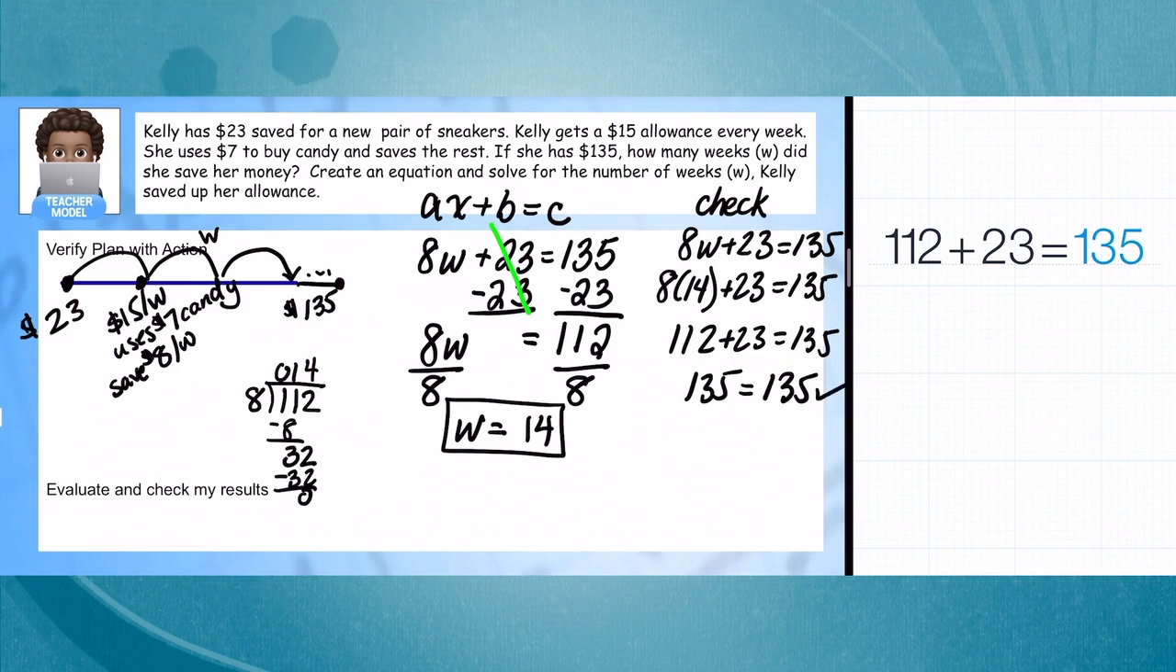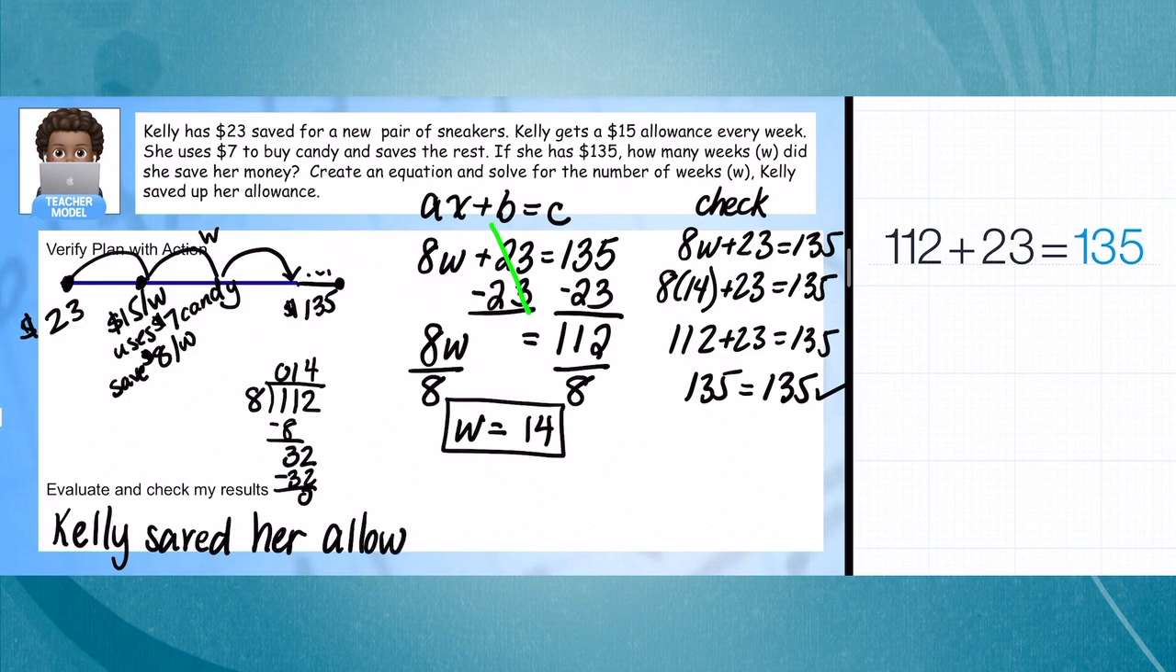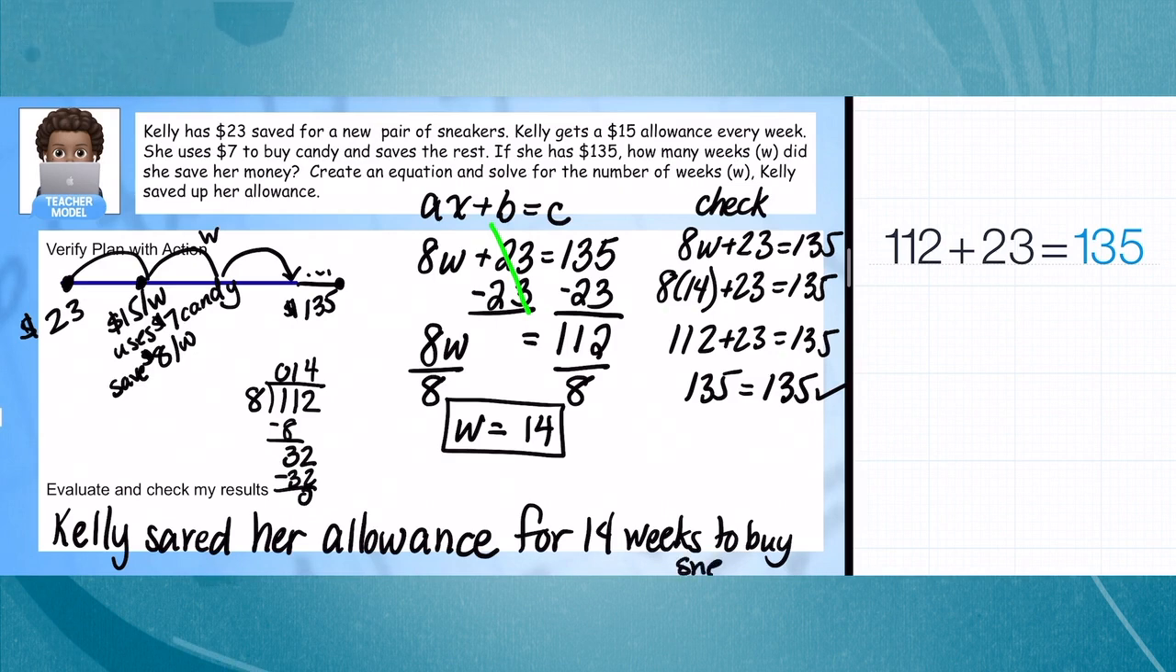We are correct. So let's make sure we restate our question. Create an equation and solve for the number of weeks Kelly saved her allowance. Kelly saved her allowance for 14 weeks to buy sneakers. And all this is verified in our work. Hit pause so you can jot this down.